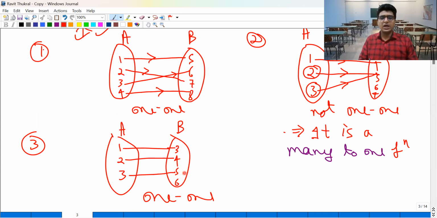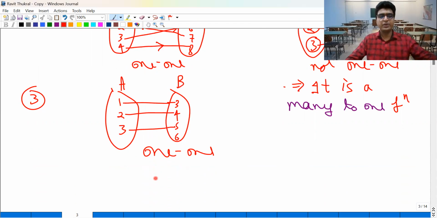So basically, when we are talking about a 1-1 function, if any element in B has no association in set A, then it is not a problem. But we should not have more than one association, and it should be a function. So this one is a 1-1 function.